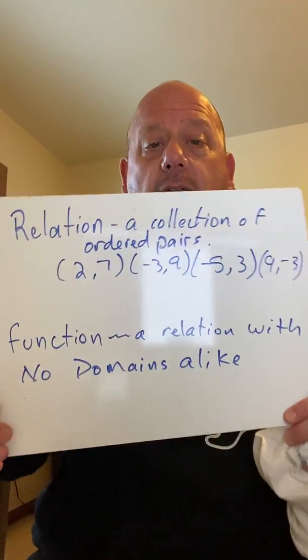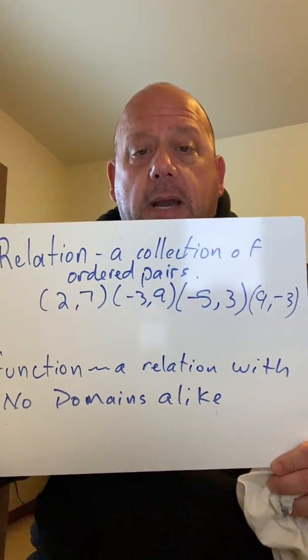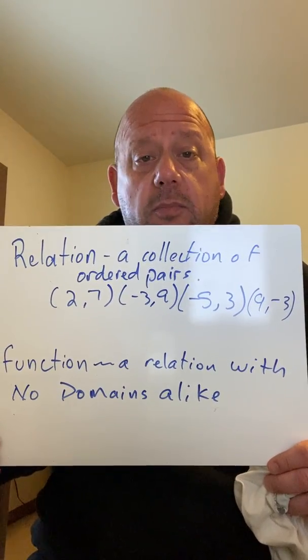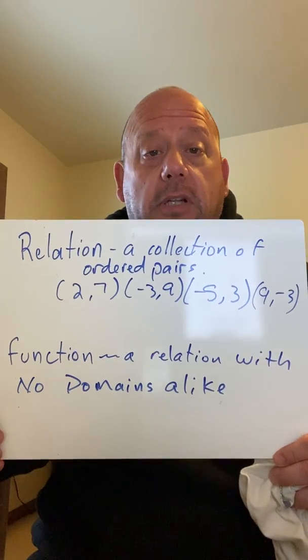Now, 2 more terms that they're going to throw at you, and this is the main focus of this chapter: relations and functions. A relation is a collection of ordered pairs. Like I've got right here, they're just a group of ordered pairs. There's no rhyme or reason to them. It's just a bunch of points. That's all a relation is.